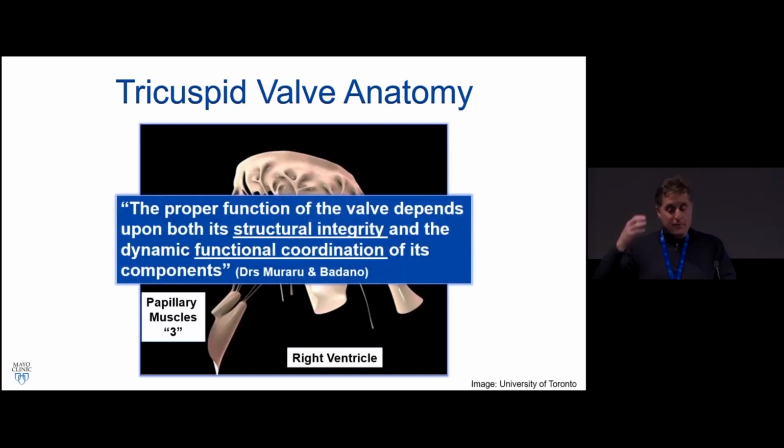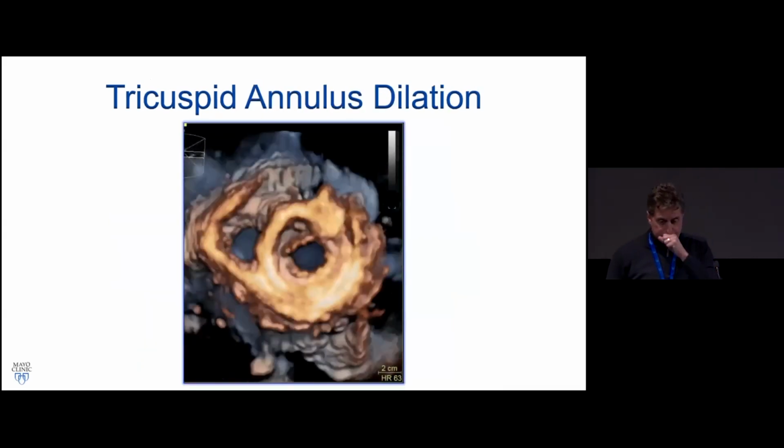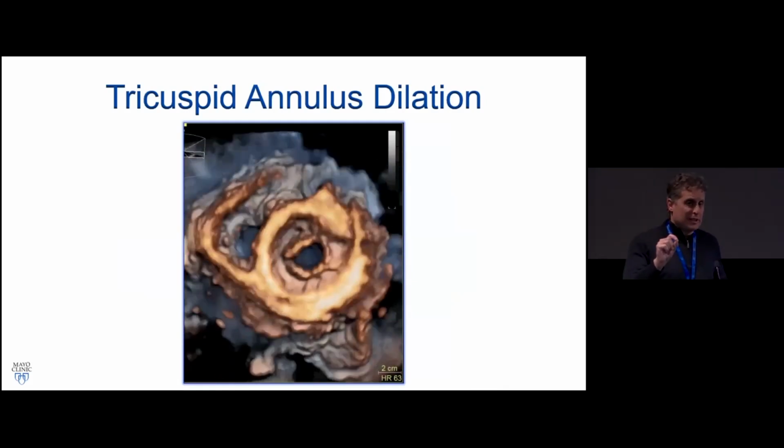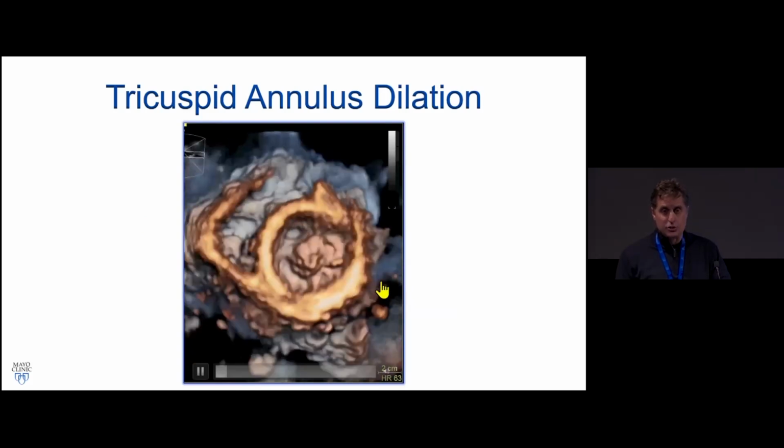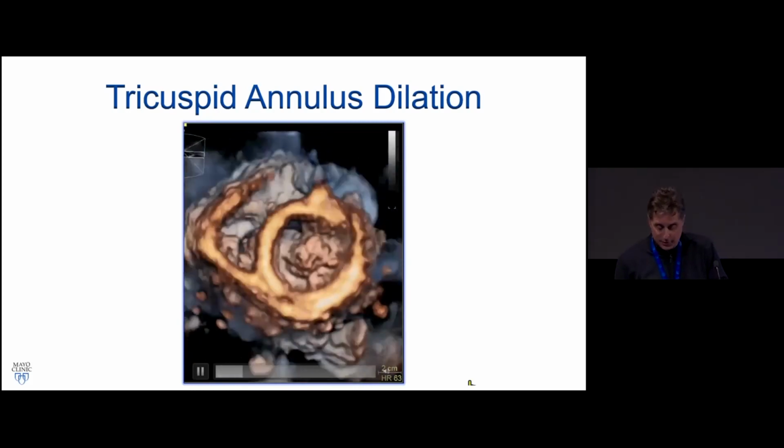And that the proper function of the valve depends on its structural integrity and the dynamic functional coordination of all of those components. So let's take a moment to think about the tricuspid annulus. This is a 3D transthoracic image. We're looking up from the ventricle through here, the mitral valve on this side, tricuspid valve on this side.